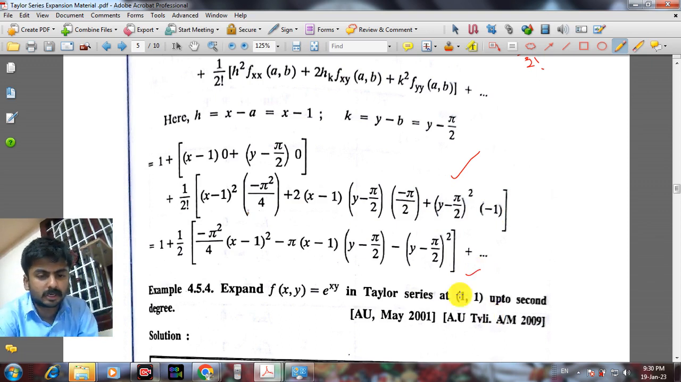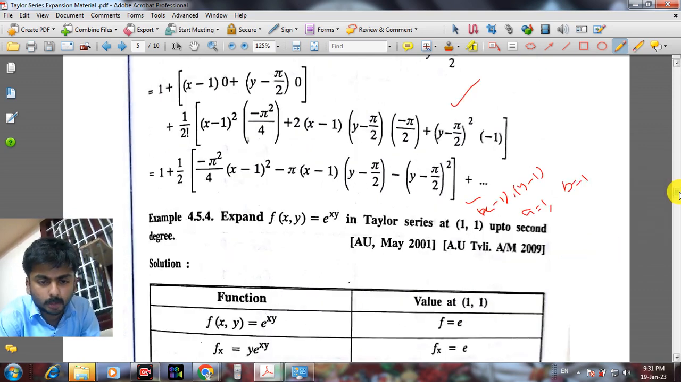Here they have given 1 and 1. Sometimes it may be asked about the points x minus 1 and y minus 1. So you should not think a is x minus 1 and b is y minus 1. You have to take only a equal to 1 and b equal to 1.